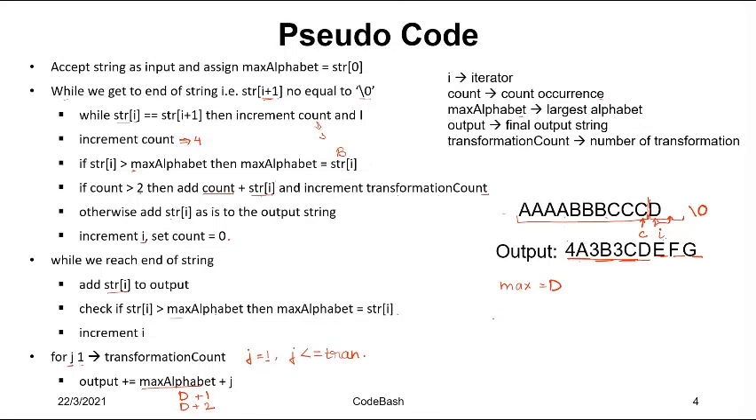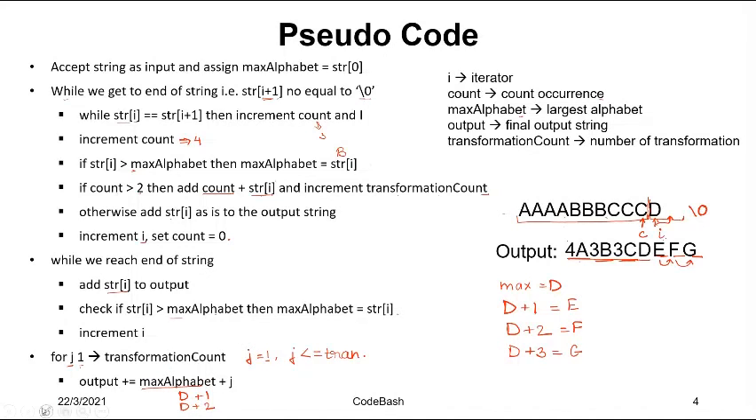So in this, what we are doing, in the output we are adding D plus 1. So D plus 1 means the next character after D, which is E. Then after that we are adding D plus 2. So D plus 2 means 2 characters after D, which will give us F, which you can see here is the successor of E, which is exactly what we want. And the successor of F is G, which can also be written as D plus 3. So this is why we start from 1 and we go to transformation count.